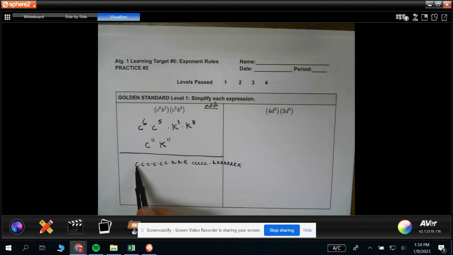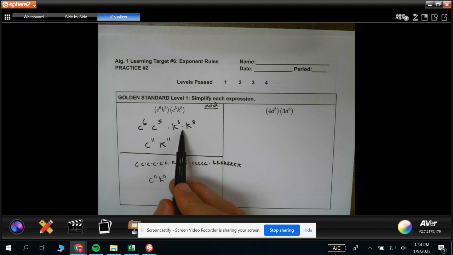How many total c's do we have? 1, 2, 3, 4, 5, 6, 7, 8, 9, 10, 11. How many k's? 1, 2, 3, 4, 5, 6, 7, 8, 9, 10, 11. Either way, if you want to expand it, or if you know your properties where we add the exponents when we're multiplying terms with the same base.